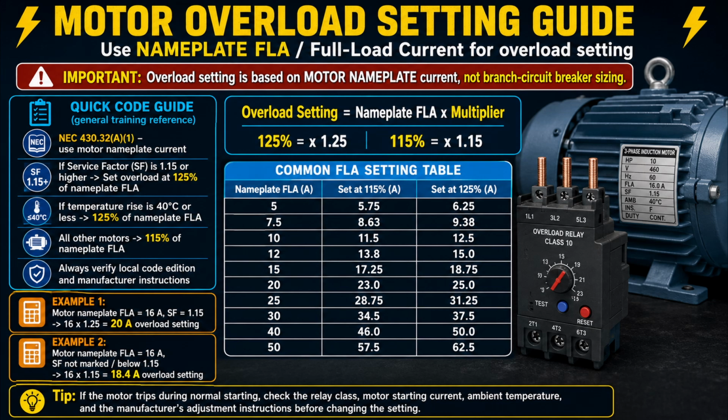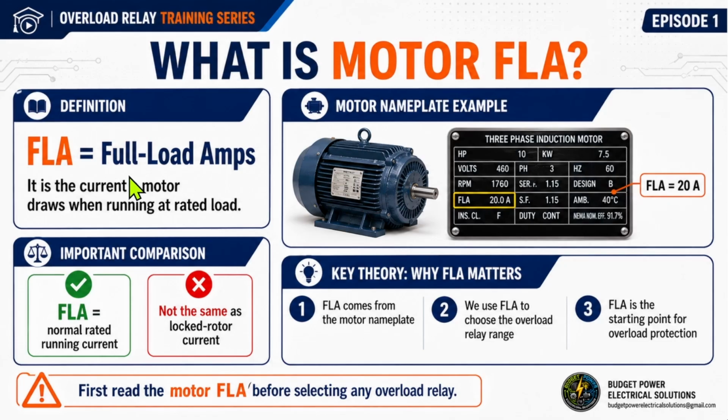To begin with, we understand what the FLA is. FLA means full load amps. When you get the idea about FLA, always keep it in memory: FLA is the motor nameplate value, full load ampere. You can see here FLA 20 amp, then RPM, voltage, kilowatt, the capacity of the motor, then the horsepower. So FLA is the normal rated running current.